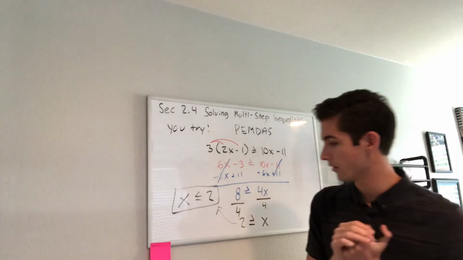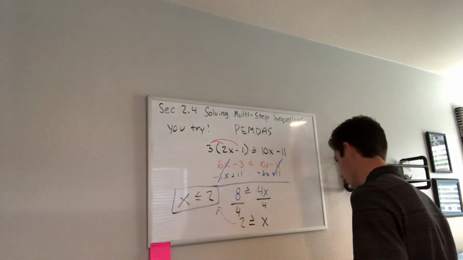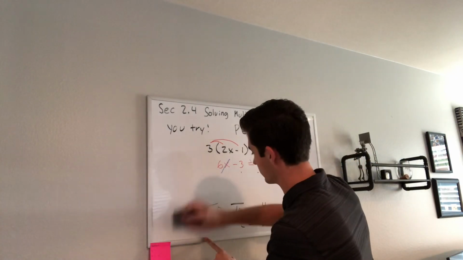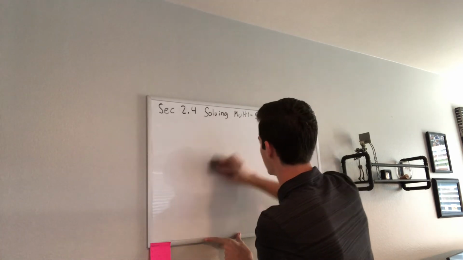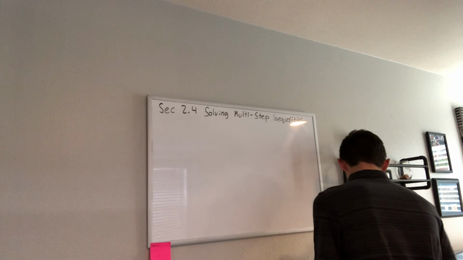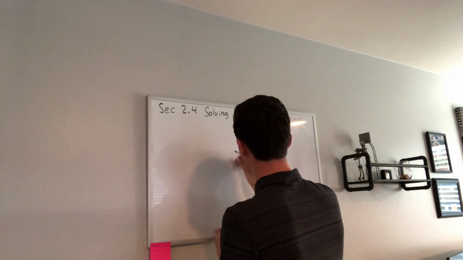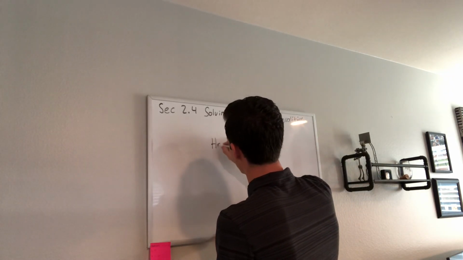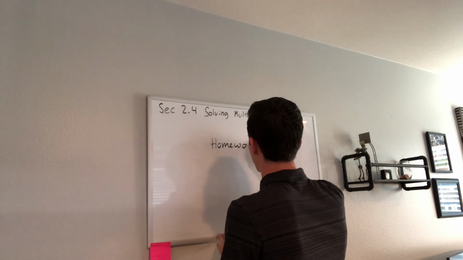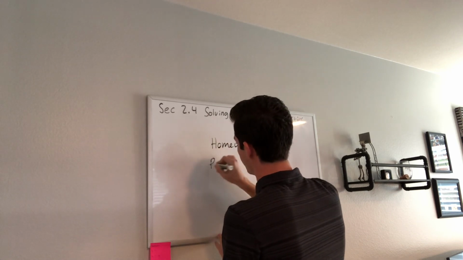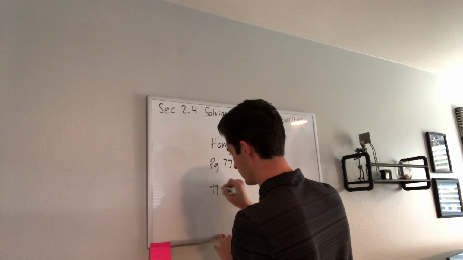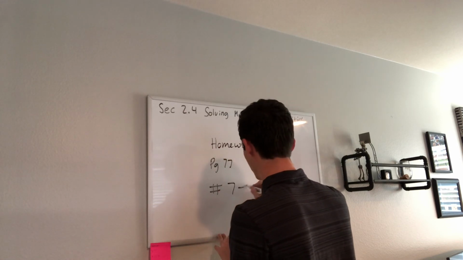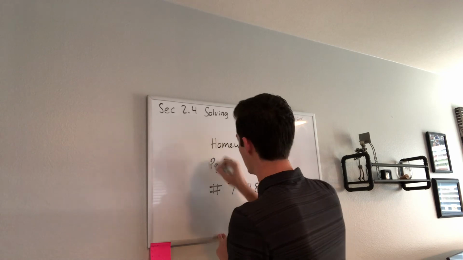So your homework for today, that concludes the lesson. Your homework is going to be on page 77, numbers 7 through 28.